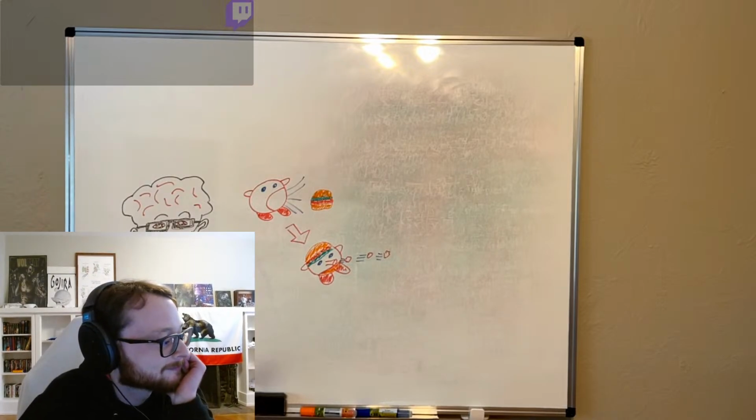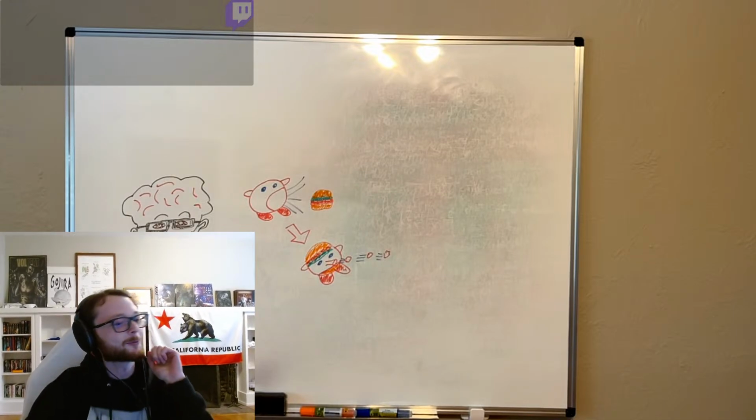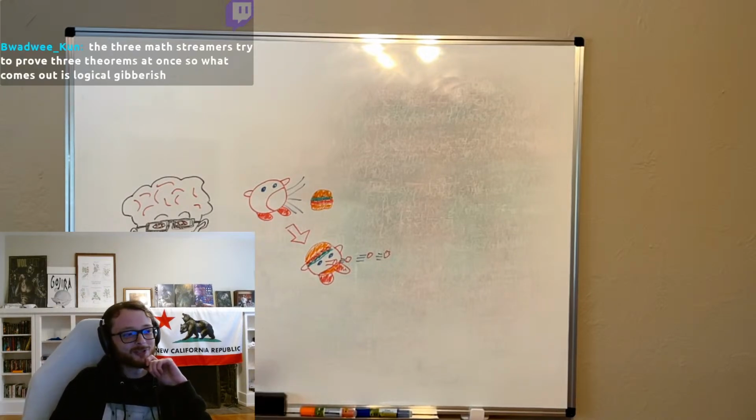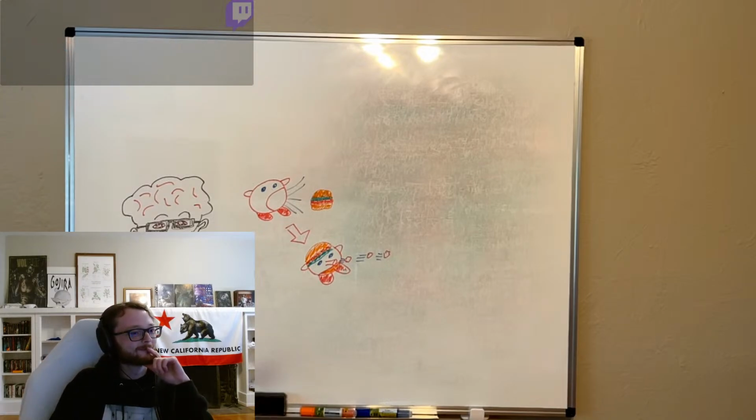Okay. What 3 math streamers should we combine? So it comes out as logical gibberish. It's always fun to draw Pen Center because you can just put a hat on him and that's Pen Center. Stooky and Dan both have distinct hairstyles.